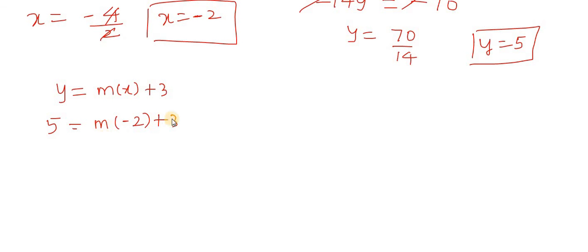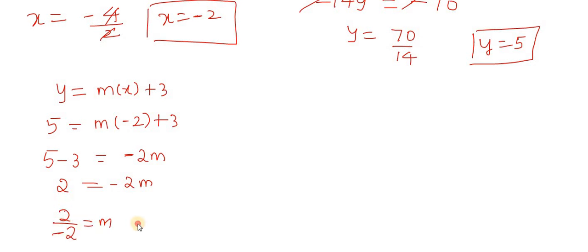Now transpose it to the left-hand side. So 5 - 3 = -2m, that is m into -2. 5 - 3 is 2, which equals -2m. We want only m, and here -2m is there, so isolate m by dividing. 2 divided by -2 is equal to m. Therefore the m value is -1.